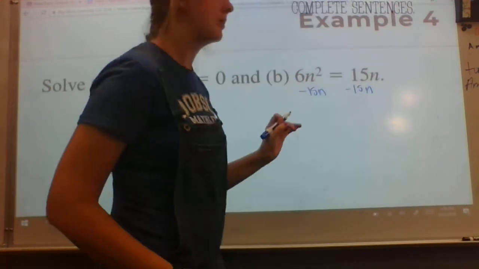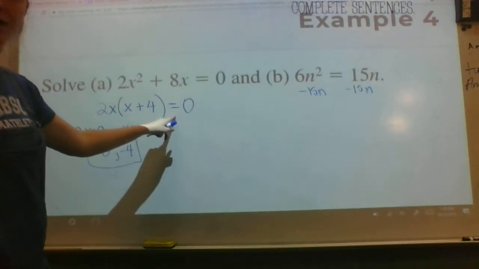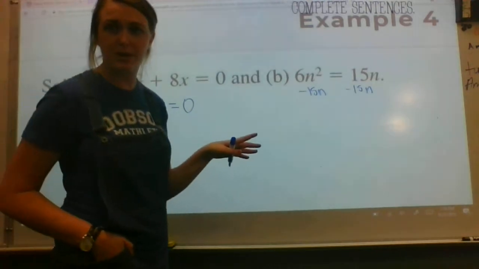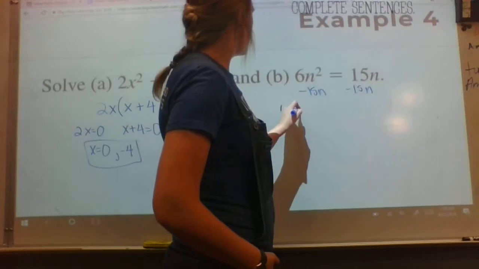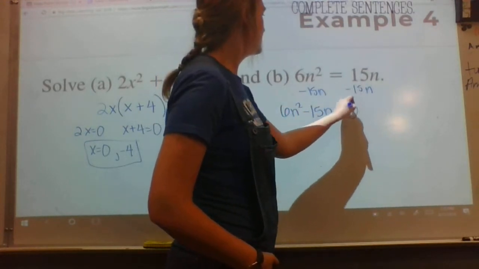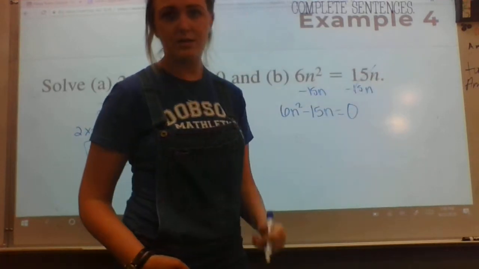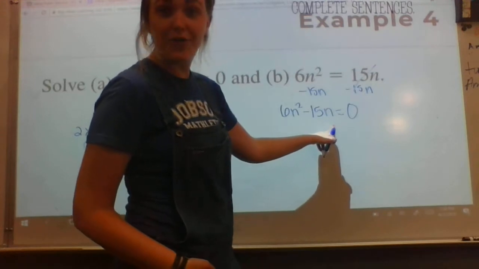I like when it equals 0 because then I can do this process. You can only do this if it equals 0. 0 is the only number that follows this trick that whatever you multiply it by, it always stays the same. 6n squared minus 15n equals 0. Nice. One extra step. Now I'm going to solve this.